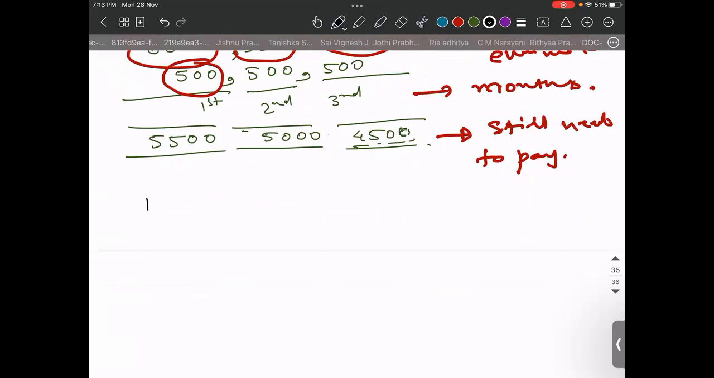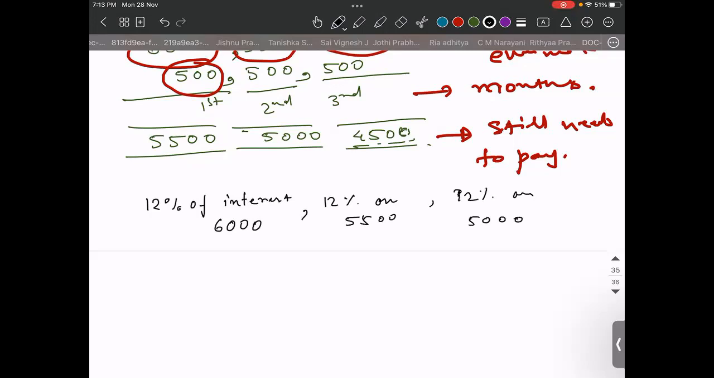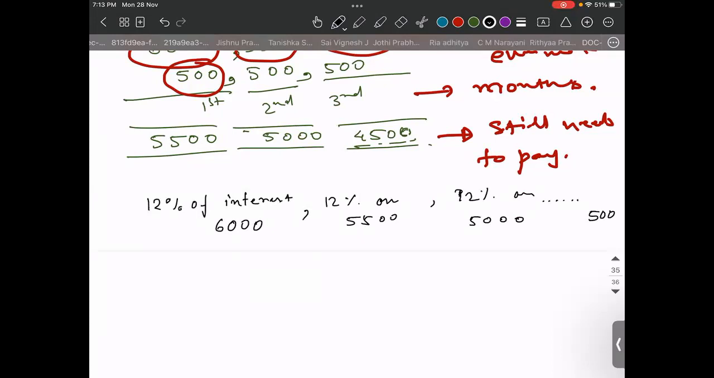So every time he'll pay 12% interest. First month he'll pay 12% on 6,000. Second month he'll pay 12% on 5,500. Third month he'll pay 12% on 5,000, right? And what will be the last term he'll pay? The last term will be 500 rupees, because he is paying in installments of 500. So this is 12% of 500. That's how he's going to pay. Now sum up this series.